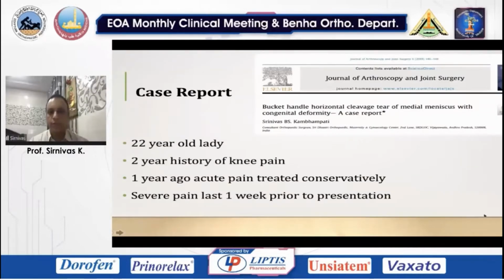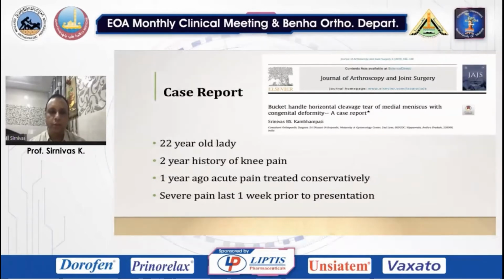So this case report I have partially published in the Journal of Arthroscopy and Joint Surgery as a medial meniscus tear with congenital deformity. The deformities have not been mentioned in that. This is basically a 22-year-old lady with a 2-year history of knee pain. She had acute pain in the knee 1 year ago, which was treated conservatively. She presented to me with severe pain for 1 week prior to the presentation.